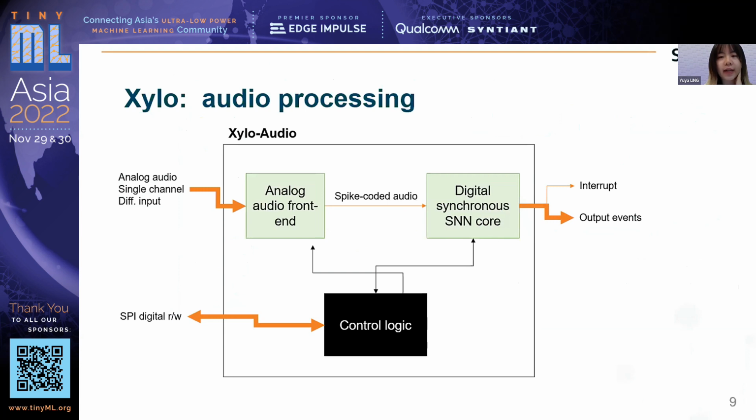Based on Xylo, we developed an audio dedicated chip called Xylo Audio, which integrates an analog audio front end into the chip. The analog audio front end, AFE, is used as a spike encoder to encode the analog audio into spikes, which are then transmitted to the SNN core to process, and we can get the output events. These two parts can be adjusted by the control logic.